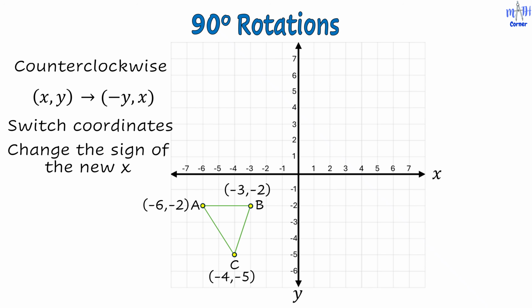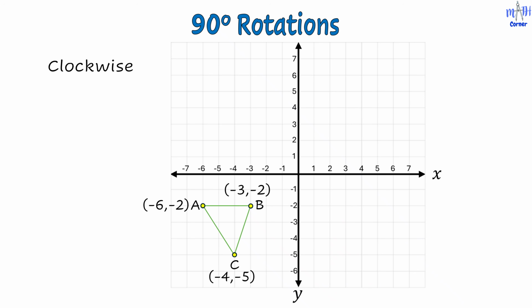Let's apply the rule. A is at (-6, -2). Switch the coordinates. So, it becomes (-2, -6). Change the sign of the new x. From -2, it becomes +2. That means A' is at (2, -6). Let's do the same with points B and C. B' is at (2, -3). C' is (5, -4). Connect the new points. That's the triangle, rotated 90 degrees counterclockwise.